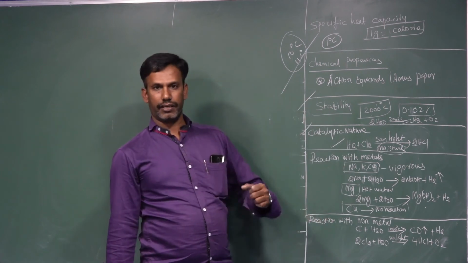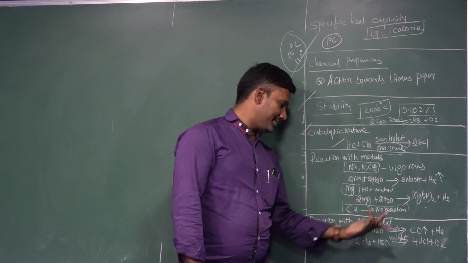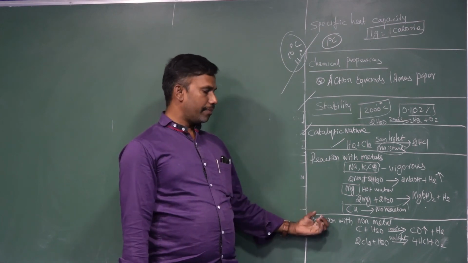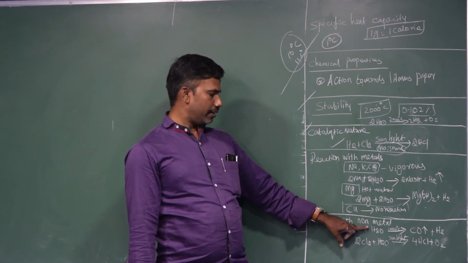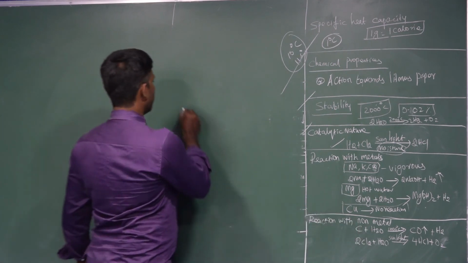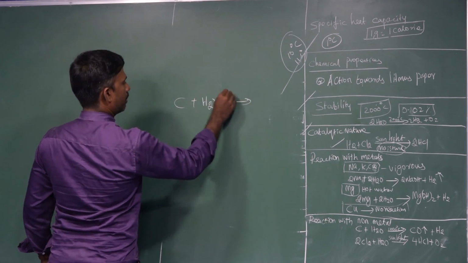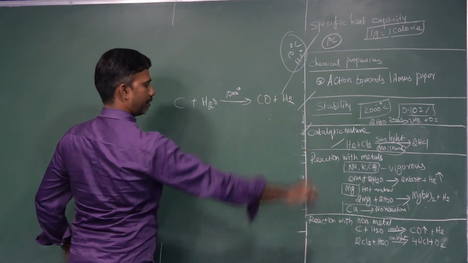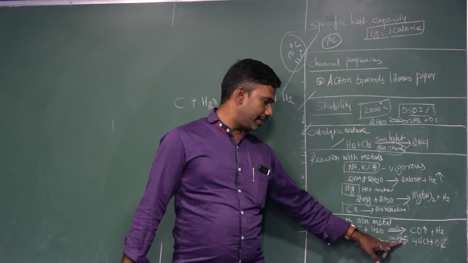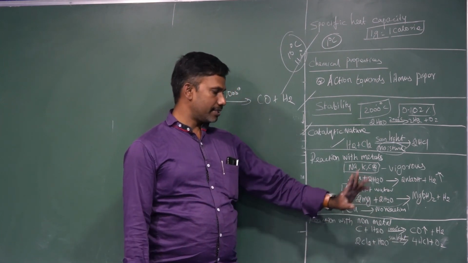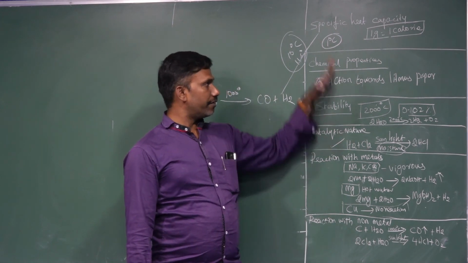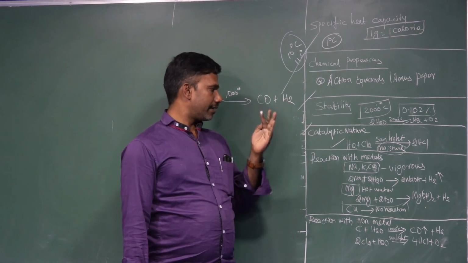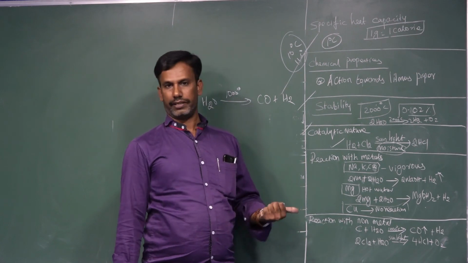Then reaction with non-metals, the final chemical property of water. Carbon and water give carbon monoxide and hydrogen at 1000 degrees Celsius. Carbon is a non-metal. Likewise, chlorine and water react in sunlight: hydrochloric acid and oxygen are produced. These are the reactions with non-metals. So far we have discussed the chemical properties of water: action towards litmus paper, stability, catalytic nature, reaction with metals and reaction with non-metals.